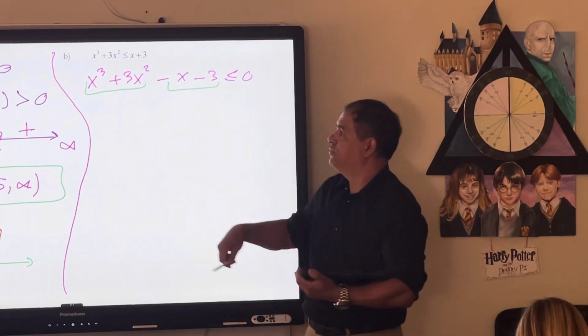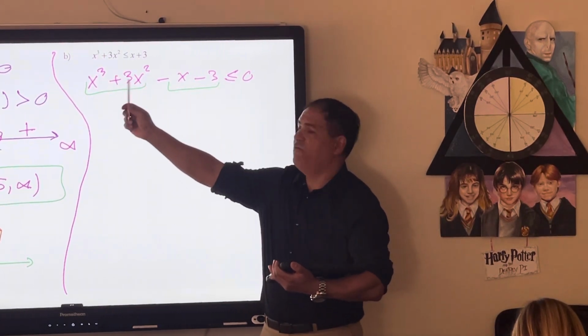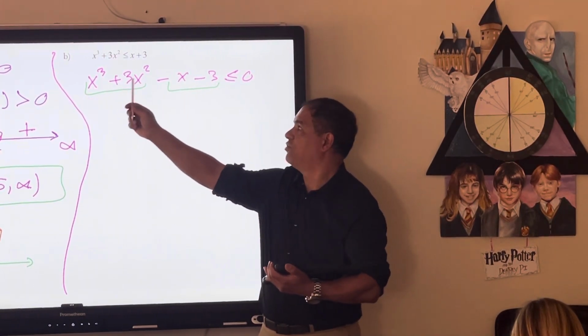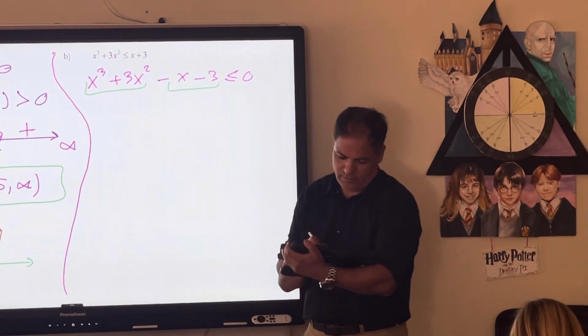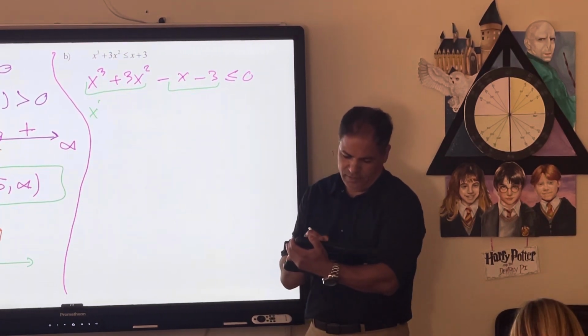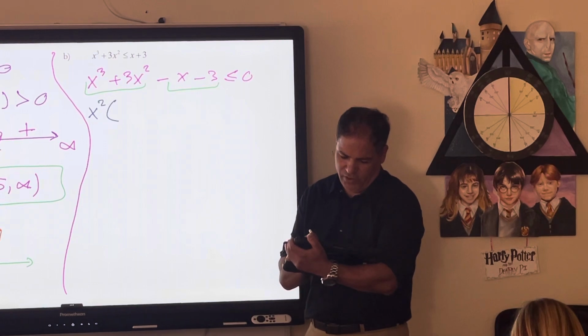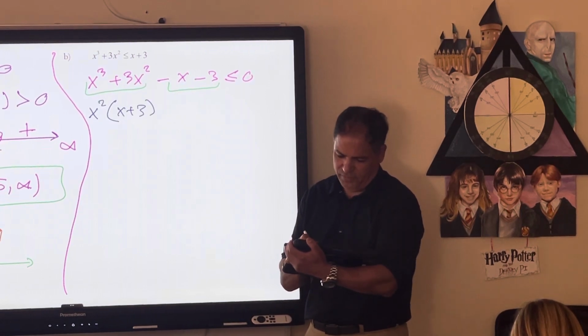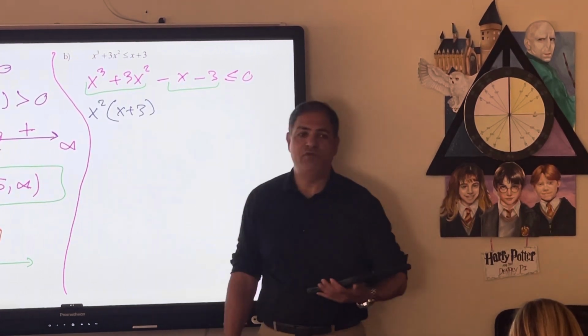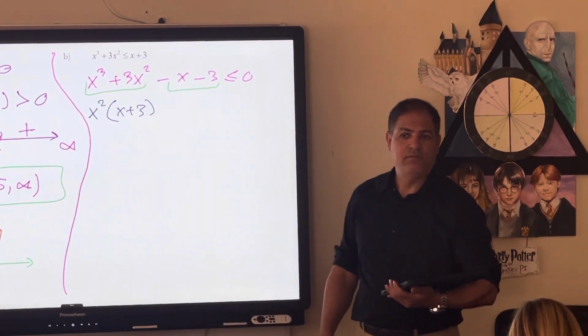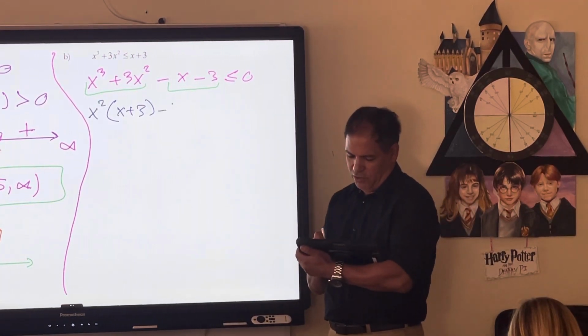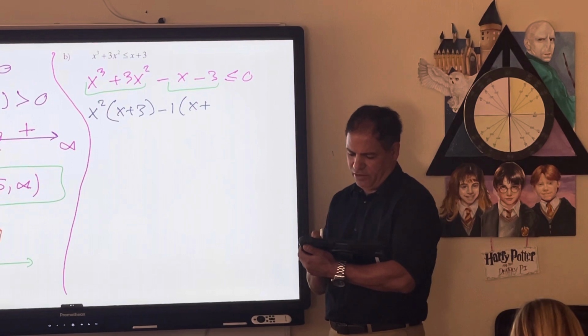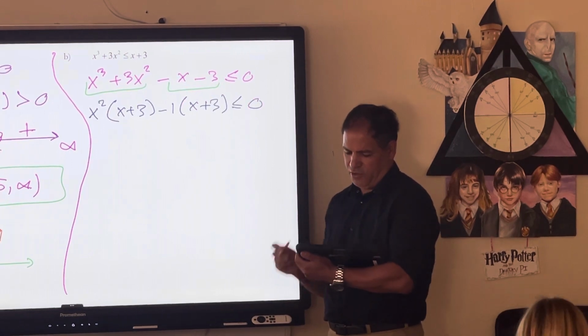First group, second group. What's the common factor of x cubed plus 3x squared? X squared. Good, so x squared times x plus 3. And then, what's the common factor between negative x and minus 3? -1. Good. So that's why -1 times x plus 3 less than or equal to 0.